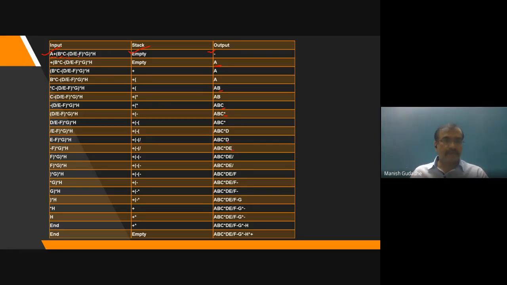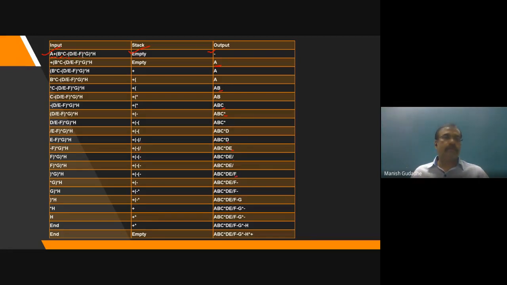Then comes minus. Again, the same thing happens here. Minus is checked with the top of stack. The top of stack is an operator, the division operator, which has a higher priority. So it will be popped and posted in the output. Then the minus symbol will be pushed on the stack. Next comes F, which is posted on the output.